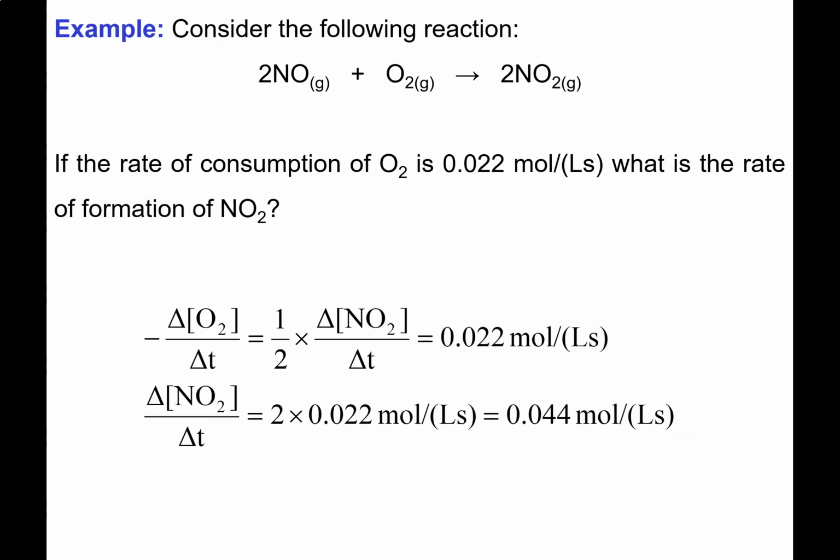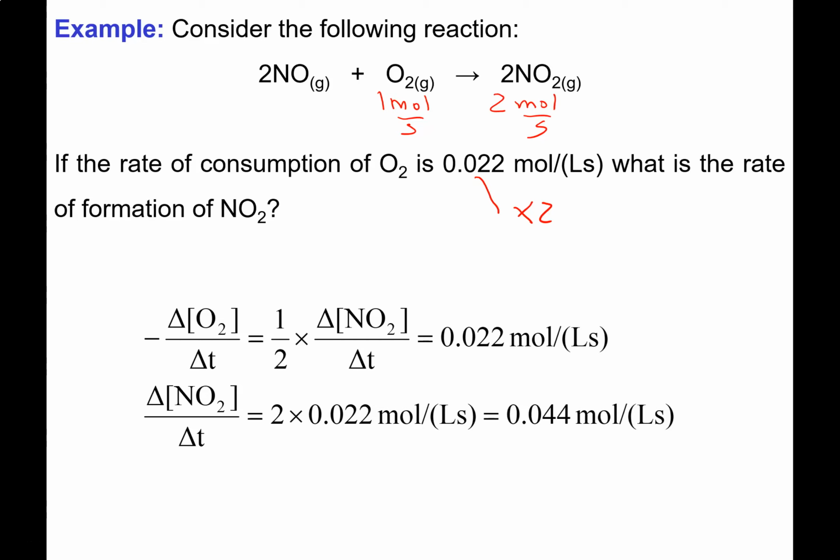So here's another one. It says consider the following reaction. This is another reaction that occurs when we're forming air pollution. So that NO that was formed previously is now reacting with O2. They're reacting in a 2:1 ratio to form 2NO2. This is if the rate of consumption of O2 is 0.022 moles per liter, what is the rate of formation of NO2? So I can see that if I was making 1 mole per second of that guy, I'd be making 2 moles per second of that one. So fairly quickly I can see that it's going to be double.